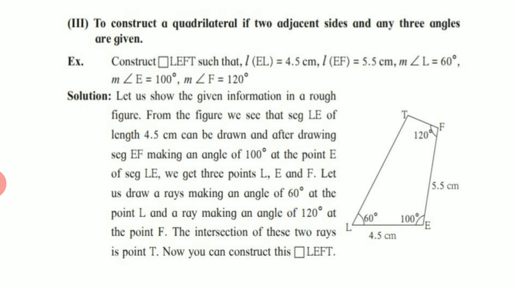From the figure, we see that segment LE of length 4.5 centimeter can be drawn, and after drawing segment EF making an angle of 100 degree at the point E of segment LE, we get 3 points L, E and F. Let us draw a ray making an angle of 60 degree at the point L and a ray making an angle of 120 degree at the point F. The intersection of these two rays is point T. Now you can construct this rectangle LEFT.